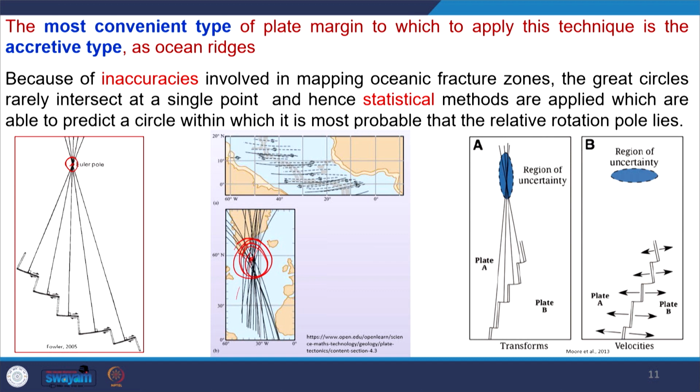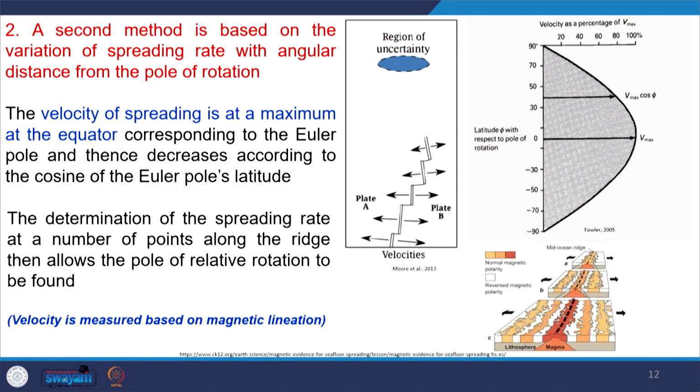The most convenient type of plate margin to which we apply this technique is the accretive, or divergent, type of plate margin. Because of inaccuracies involved in mapping oceanic fracture zones, the great circles rarely intersect at a particular point. In that case, we use a statistical method to find where exactly this point is lying. So, this is the most reliable method of finding the Euler's pole.